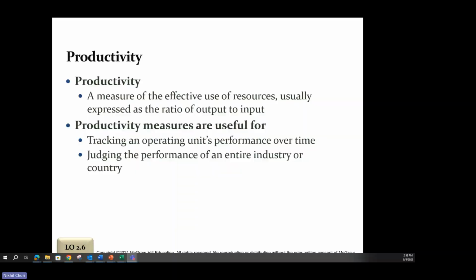Let's learn about the last topic for this lecture, which is productivity. In simple terms, productivity is nothing but the amount of output you get from a certain amount of input that has been put into the process. So it is a measure of effectiveness, the effective use of resources, usually expressed as the ratio of output to input. That's what we discussed a few seconds ago.